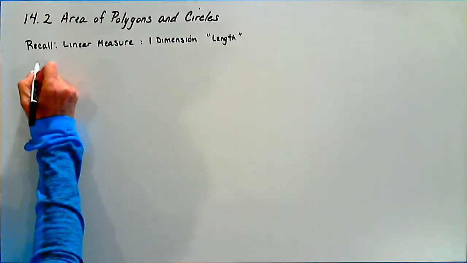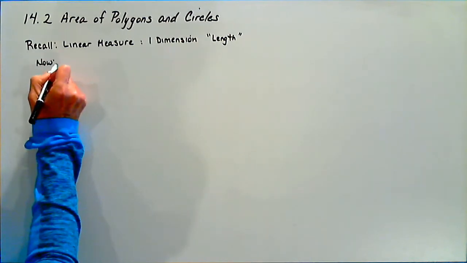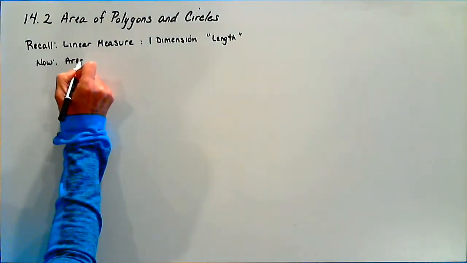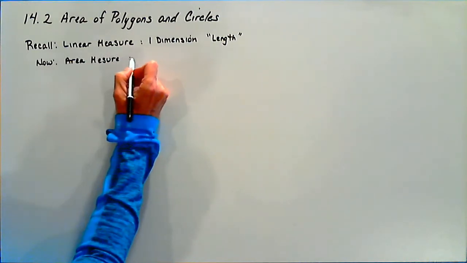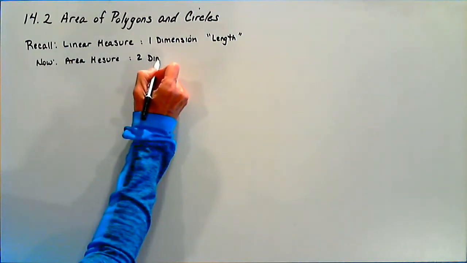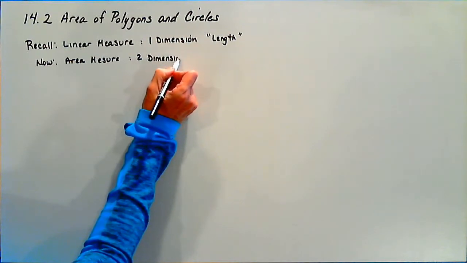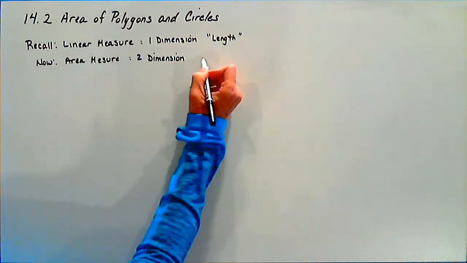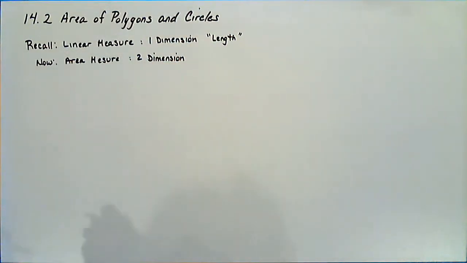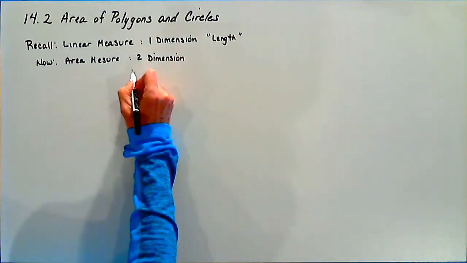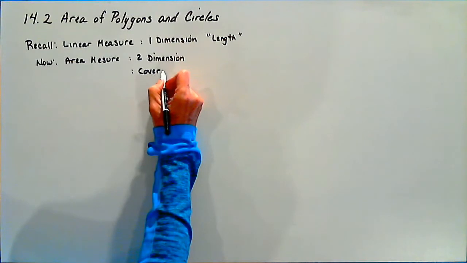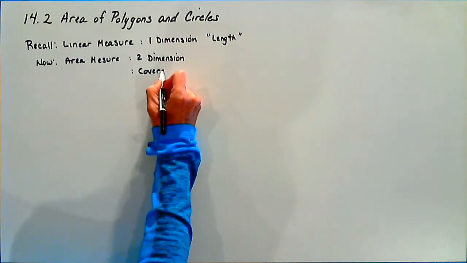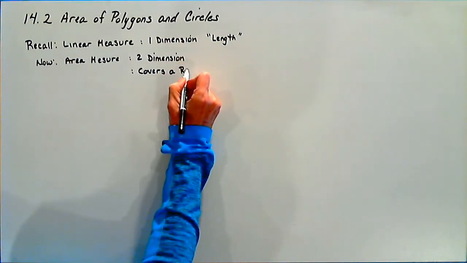Well, now we're going to be taking a look at area. Area measure is always two dimensions. Oftentimes students will think of length and width, so we have two of them. It covers a region, like an area rug covers the floor you're standing on. So it covers a region.